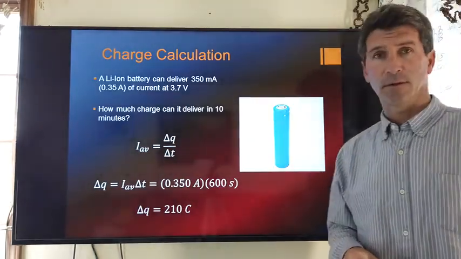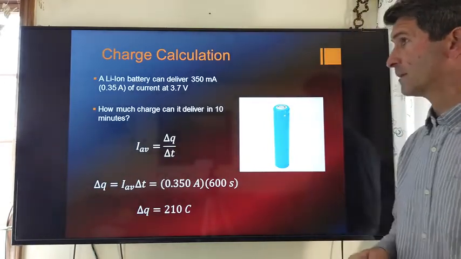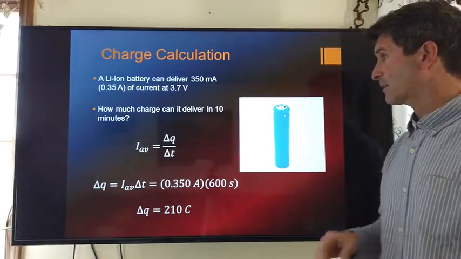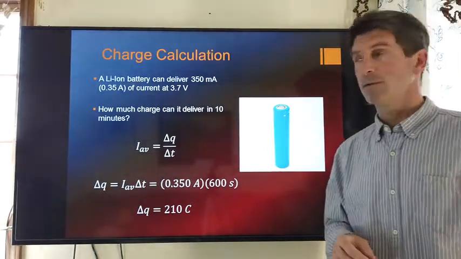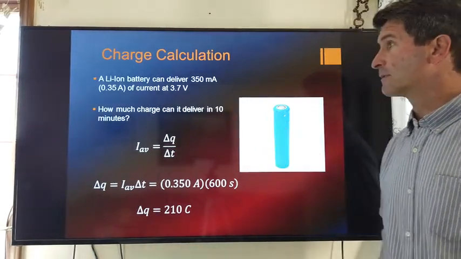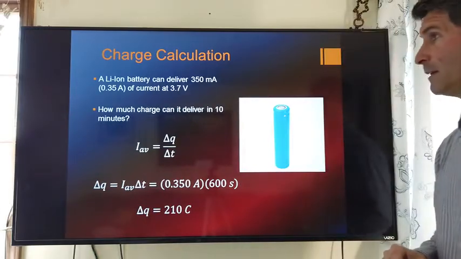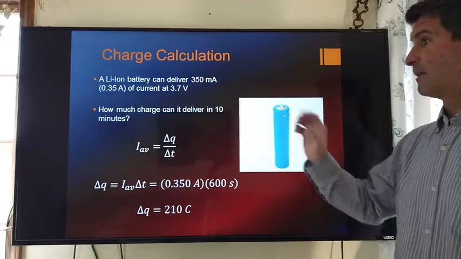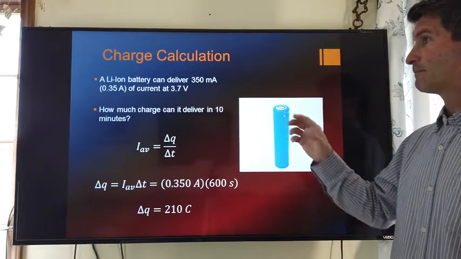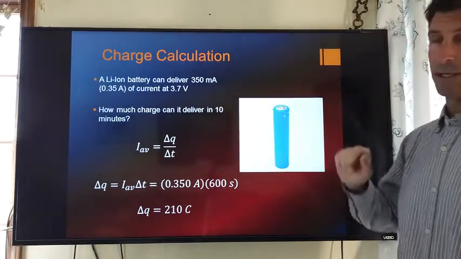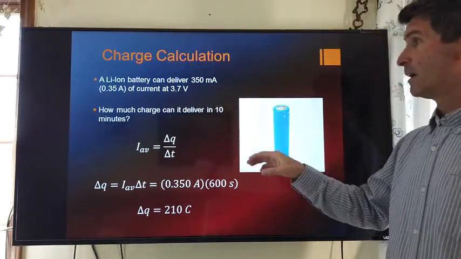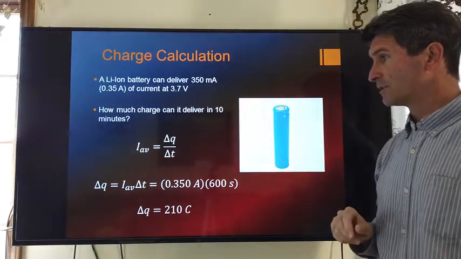Again, here's another application of this current. We have a lithium ion battery. This is a 3.7 volt battery. It can deliver 350 milliamps or 0.35 amps in 10 minutes. So basically, we're looking at what it can deliver in 10 minutes. Here's a current, how much charge will it deliver.